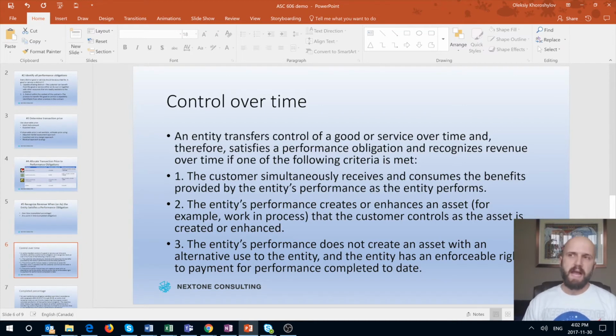A good example of that will be a custom built software that is very specific to the customer, and the software company that builds it cannot resell that very specific custom software to anyone else because it was built specifically for one customer. And on top of that, the software company has an enforceable right to payment to charge a customer for that custom software. So any one of those three principles has to be met to qualify to recognize revenue over time.